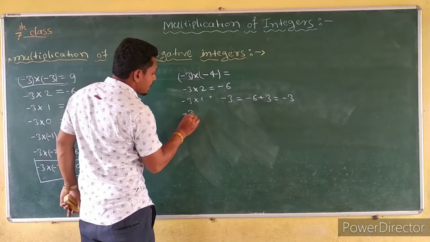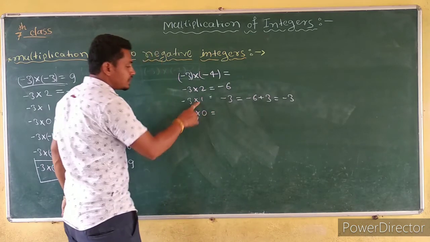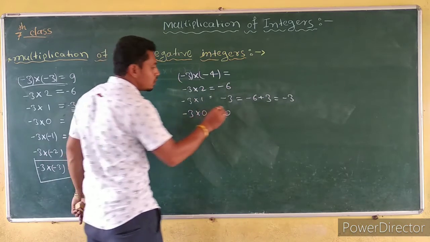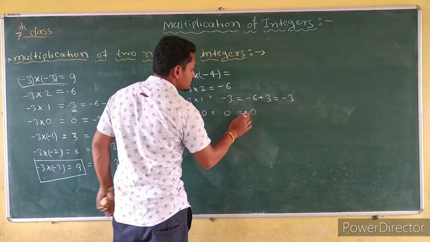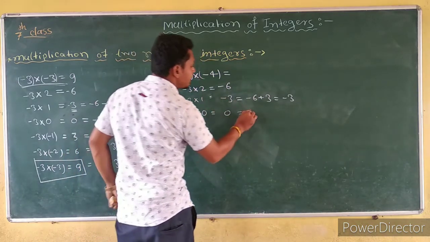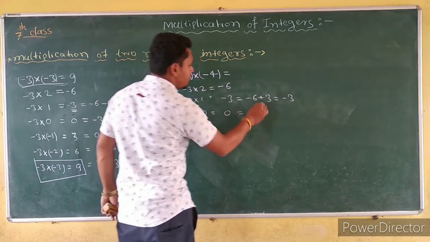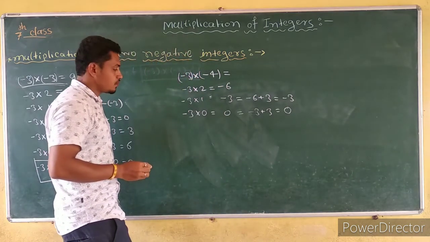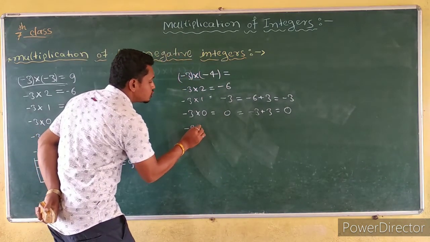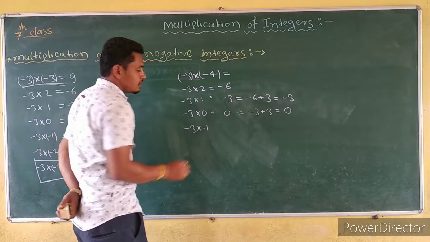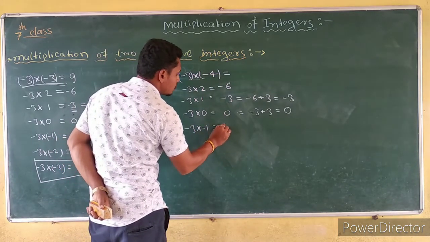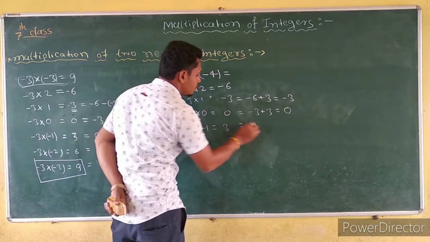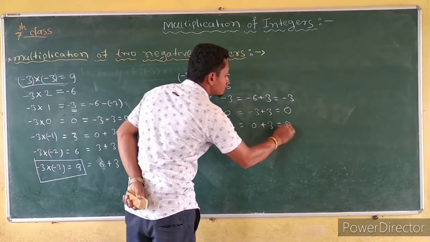Next, minus 3 into 0. After 1, 0. Is it right? So 3 into 0, it becomes 0. And here 0 minus 3 and plus 3. 3 minus 3 is equal to 0. Next, minus 3 into, after 0, minus 1. Is it right? So is equal to 3. Next, here 0 plus 3 is equal to 3.